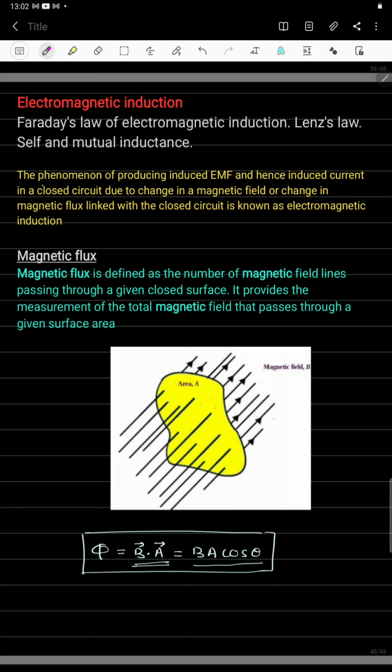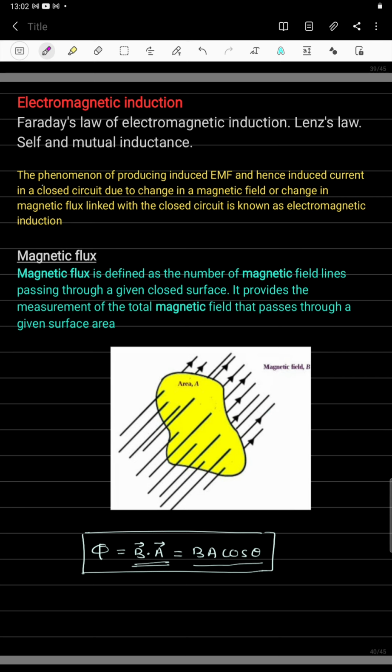Magnetic flux. The expression we have written like this: phi equals B dot A, and the dot product of B and A is written as B A cos theta. So this is electromagnetic induction and magnetic flux. Now we'll see the next topic, that is Faraday's law of electromagnetic induction.